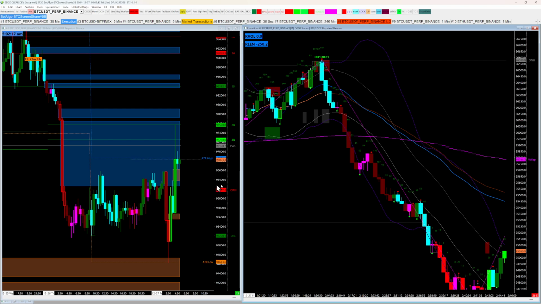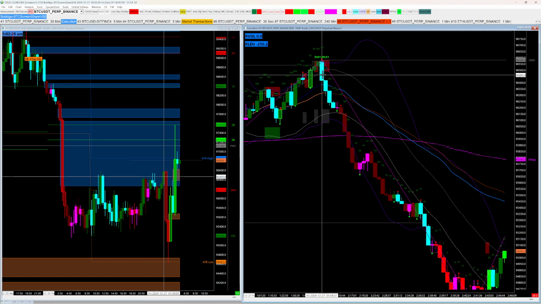So obviously in this instance, if we look on this chart, we had a sell at that time period, which the sell was at there, right?